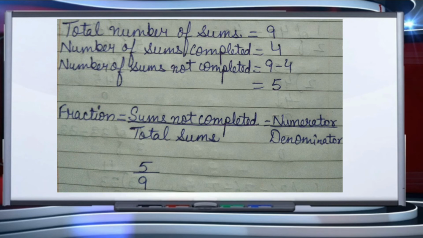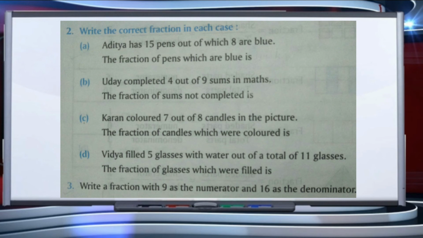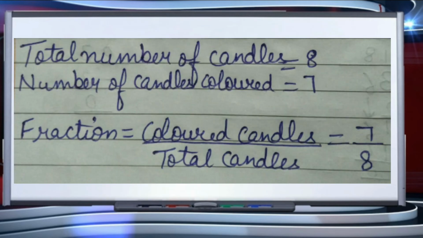C part is Karan colored 7 out of 8 candles in the picture. The fraction of candles which were colored is. We have to find the fraction of colored candles. That is equal to total number of candles is equal to 8. Number of candles colored is equal to 7. Then fraction will become colored candles divided by total candles. So how many colored candles are there? 7 and total candles 8. So you can draw the candles also here to show the fraction.